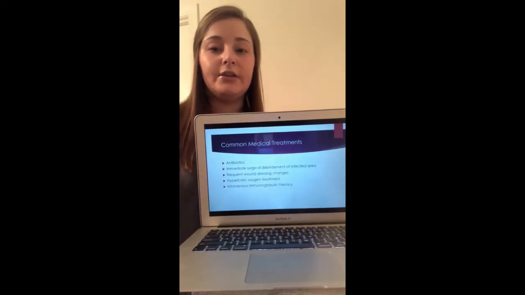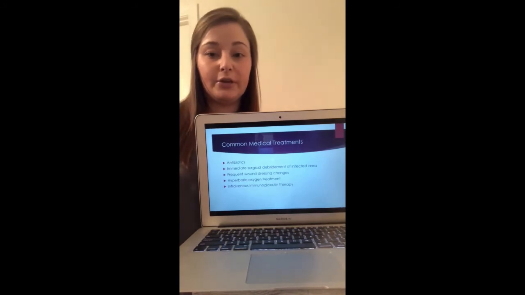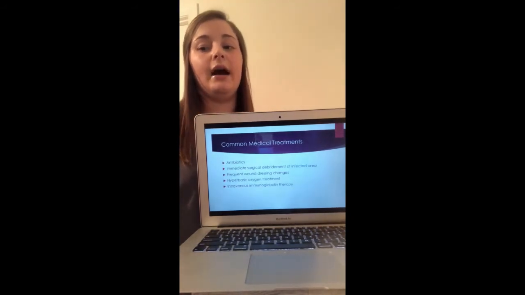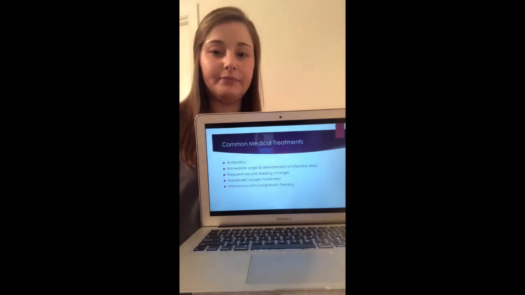So they also do the hyperbaric oxygen chamber treatment. This is usually in worst case scenarios just because it's really intense and you're stuck in a chamber and the oxygen pressure is dropped real low to try to promote healing of the wound. And then they also do IV immunoglobulin therapy for these patients.